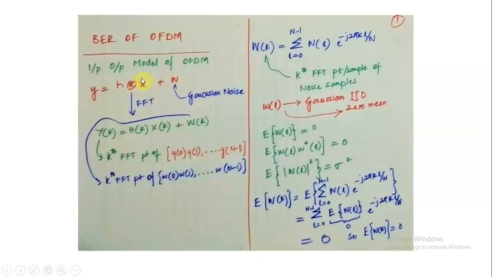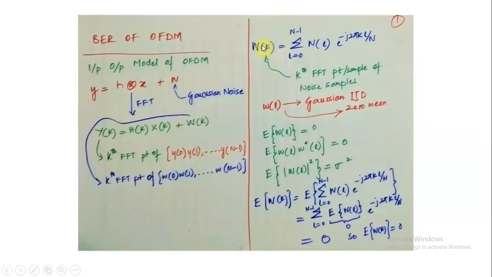So if we take the FFT of this input output model, we saw that it turns out to be parallel channels in the frequency domain. So yk is equal to xk into hk plus w of k, where yk is the kth FFT point of these symbols y0, y1 to yn minus 1, and wk is the kth FFT point of this vector w0, w1, wn minus 1.